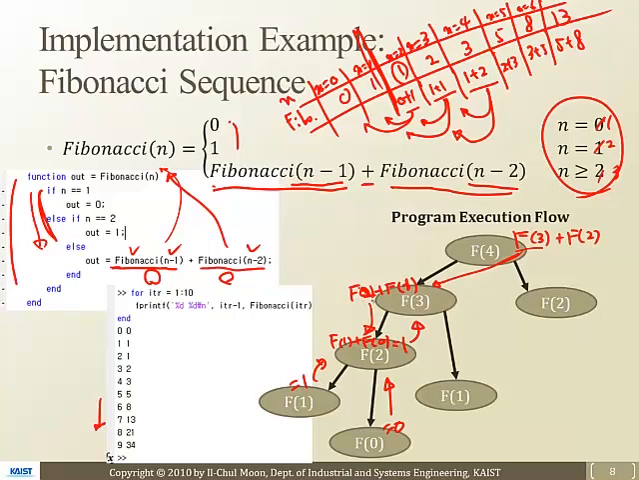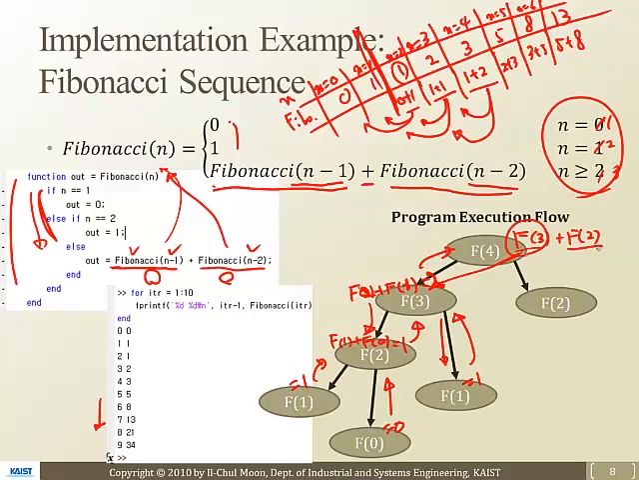And to calculate this, we have another call to F1, right? And F1 is just 1, and then it will return. So 1 plus 1, right? So it's going to be 2. And 2 will be returned. And this part is going to be completed.